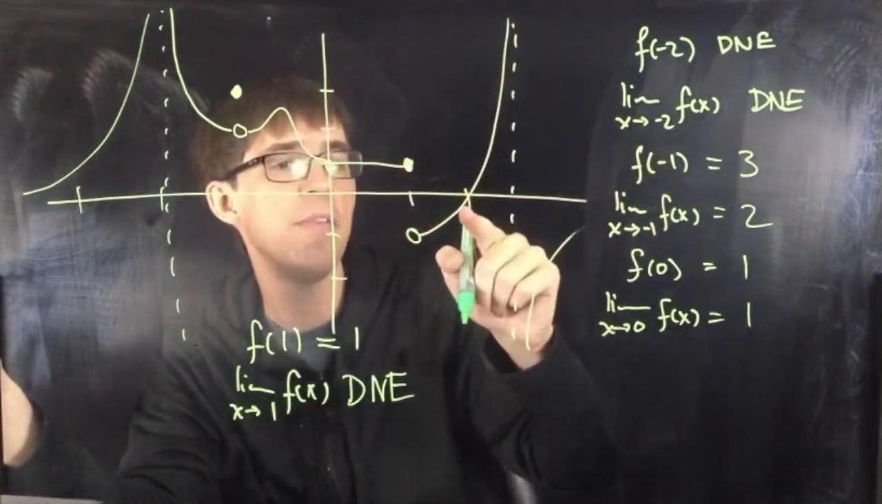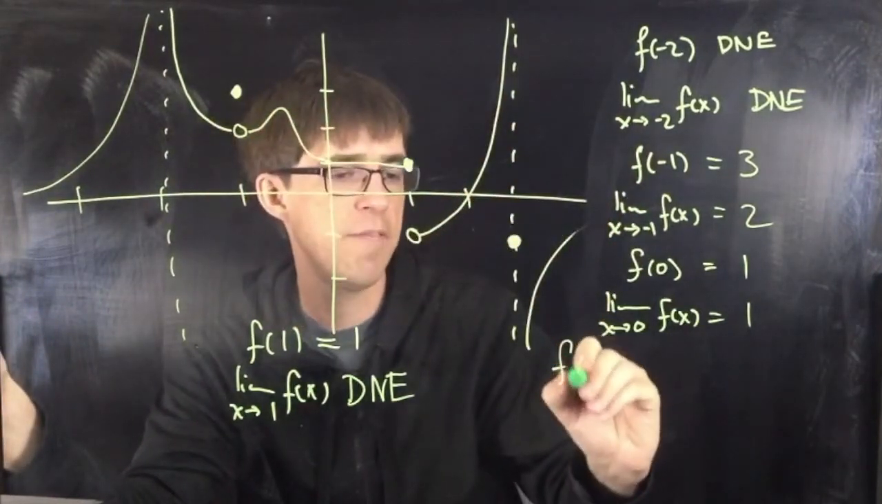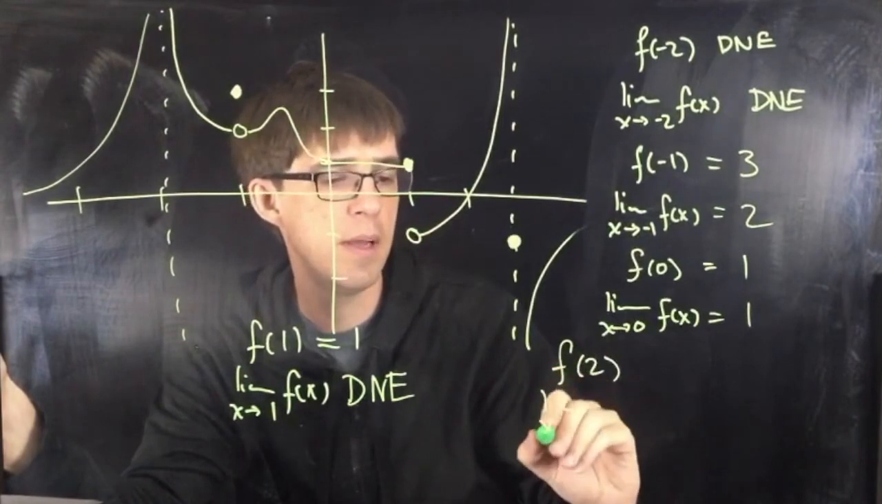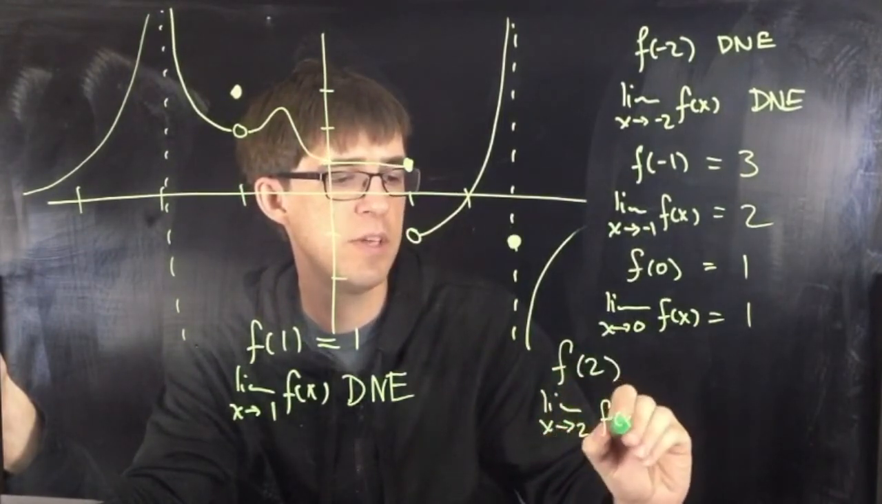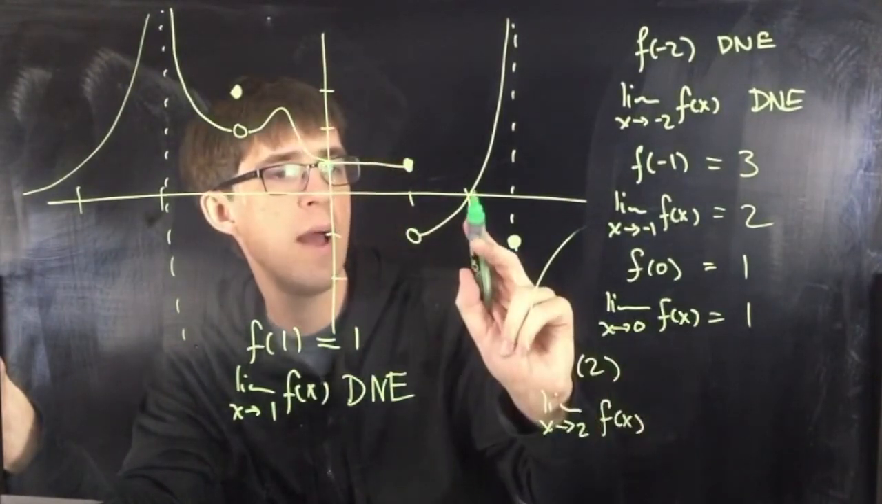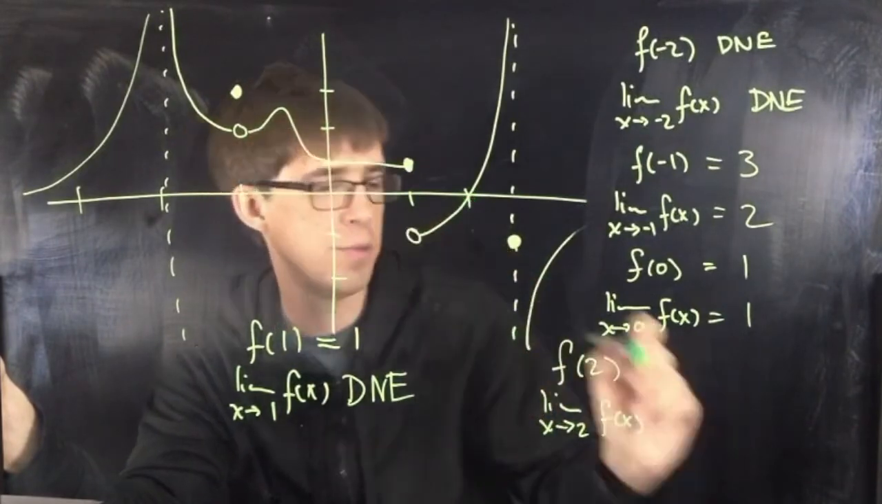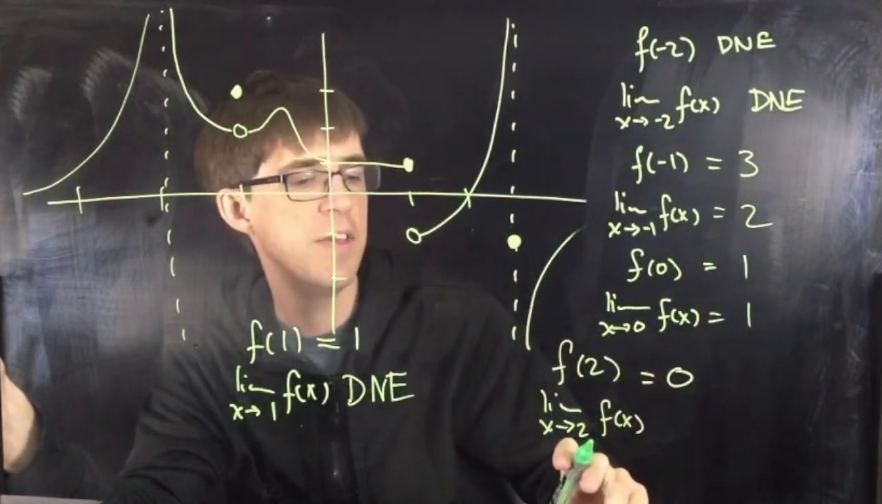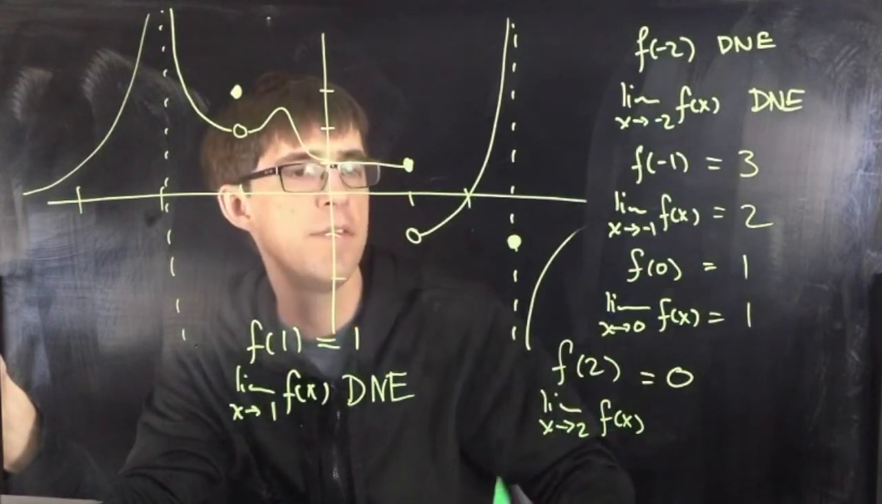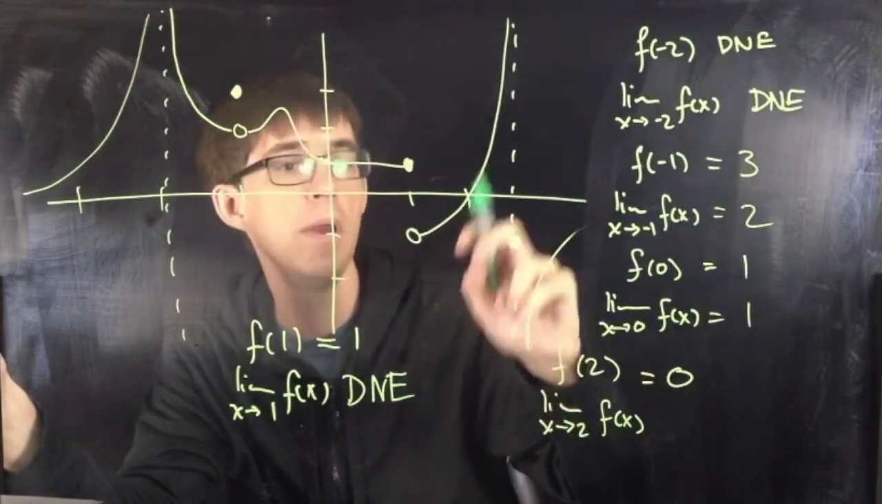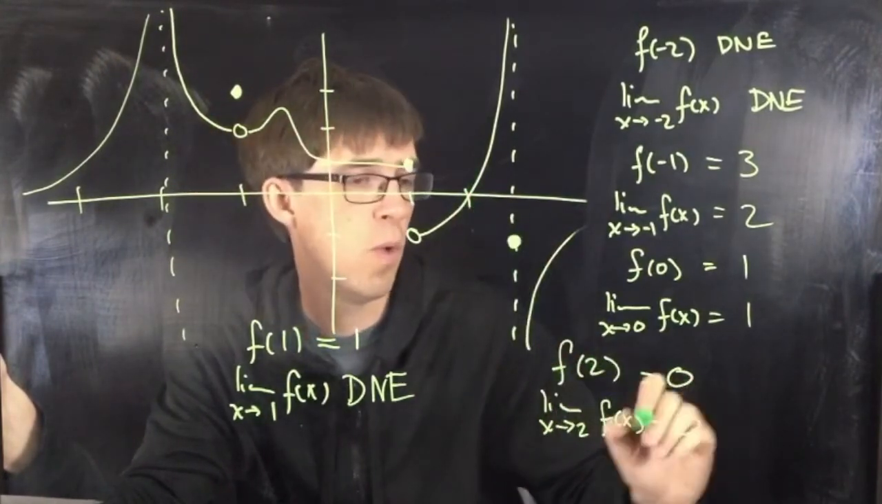All right, how about this point? x equals 2, f of 2, the limit as x goes to 2 of f of x. What do you say? f of 2 is what's the y value right at this point? It looks like y equals 0, so this is 0. This limit as x goes to 2 of f of x means where is the curve going through at this point? And it is also y equals 0.